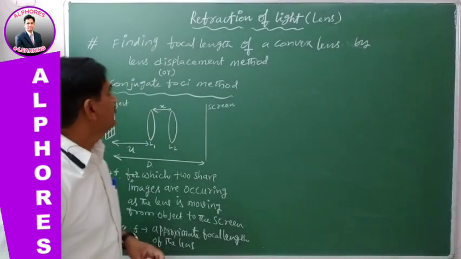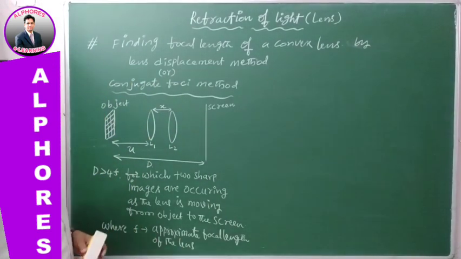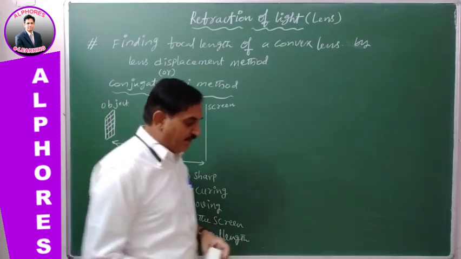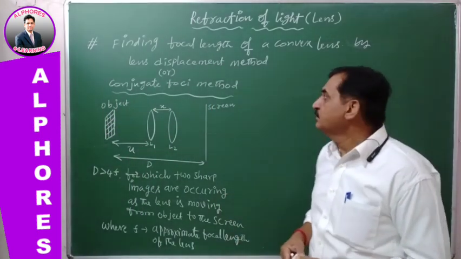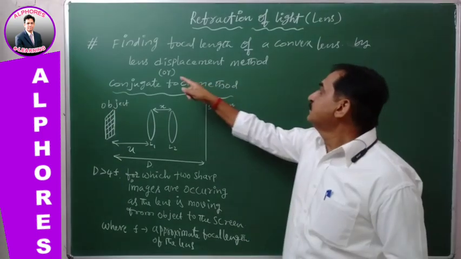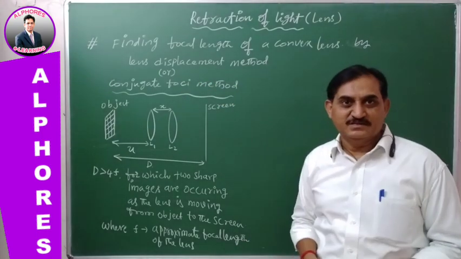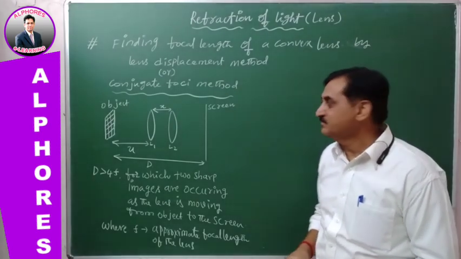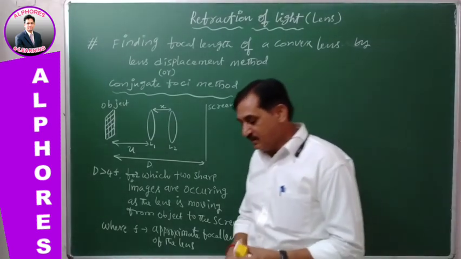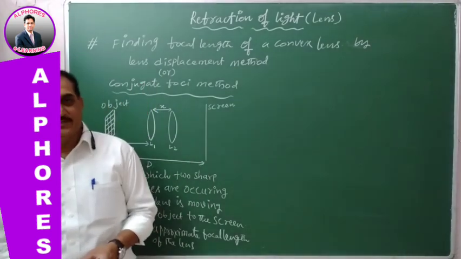Yeah, next one is a very important concept: finding the focal length of a convex lens by the lens displacement method, or conjugate foci method. Conjugate foci or lens displacement method.